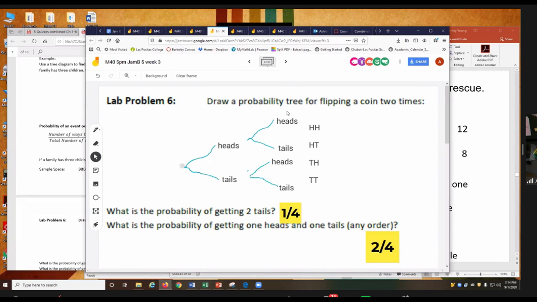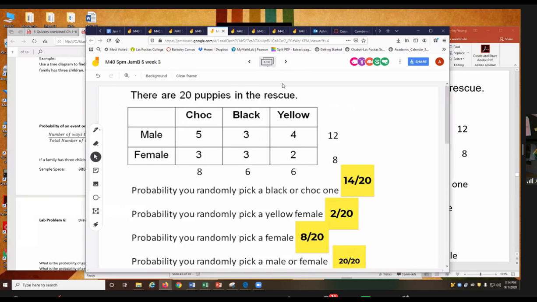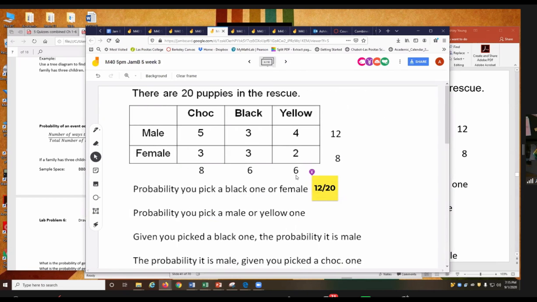All right, so here, heads, tails, here's the sample space. Probability of getting 2 tails, 1 out of 4. Probability of getting 1 heads and 1 tails in any order, 2 out of 4. That's great. Now, probability of randomly picking a black one or a chocolate one. There's 6 black labs, 8 chocolate labs, so 6 plus 8, 14 out of 20. Yellow female. There's just 2 that are females that are yellow, so 2 out of 20. And then random pick female, 8 out of 20, and male and female, 20 out of 20. That's perfect.